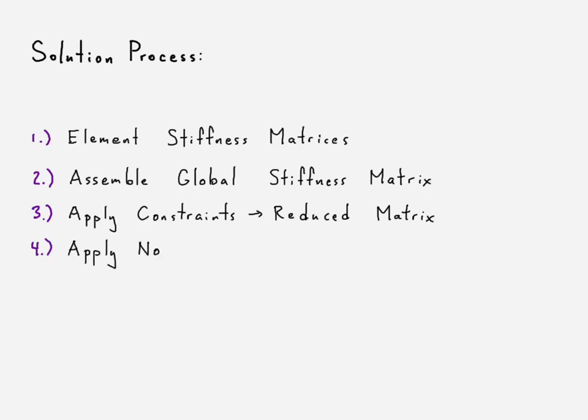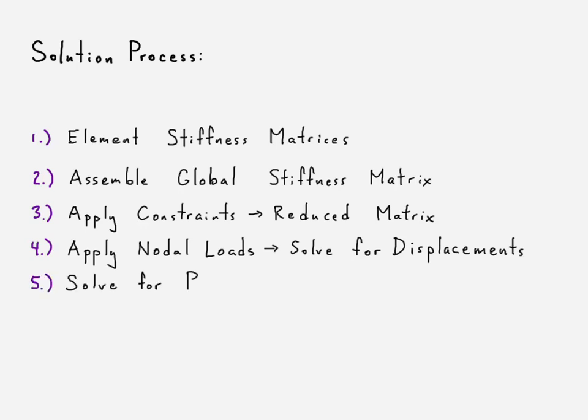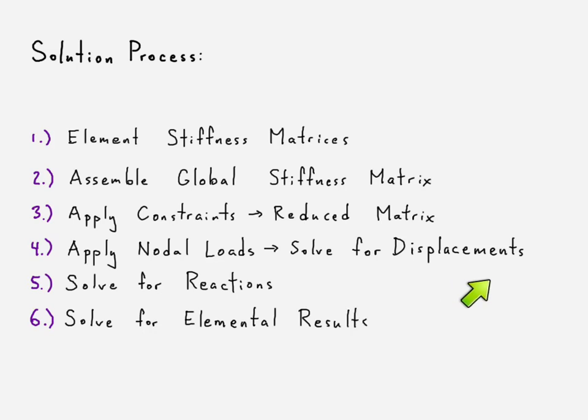And then once we have that reduced matrix, we can apply some loads and then end up solving for our displacements. Once we have those displacements, we go ahead and plug those back into the global stiffness matrix to solve for our reactions. And then we can go ahead and use these same displacements, throw them back into the elemental stiffness matrices to solve for our elemental loads.